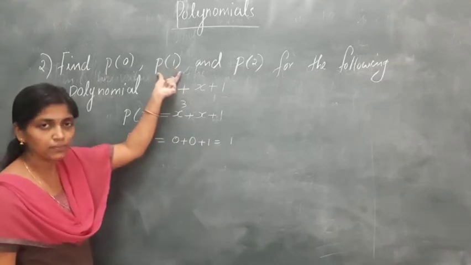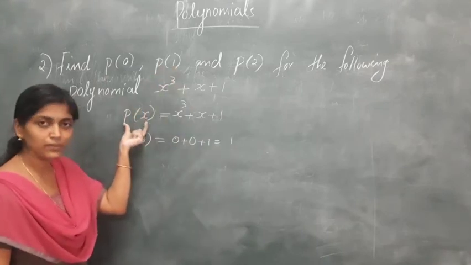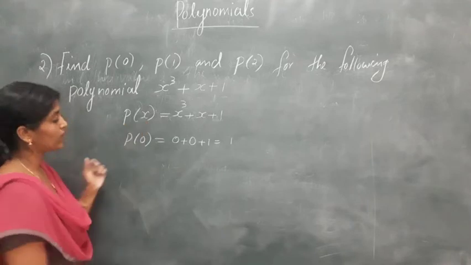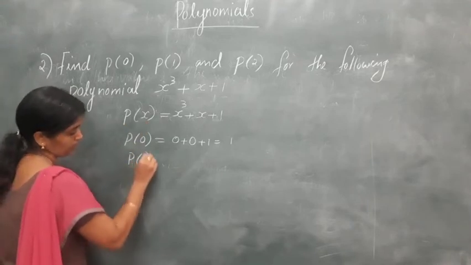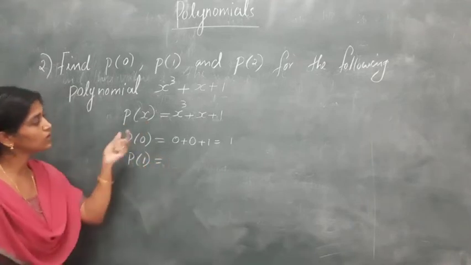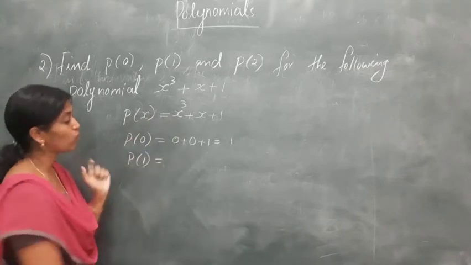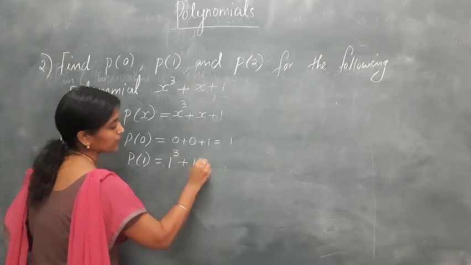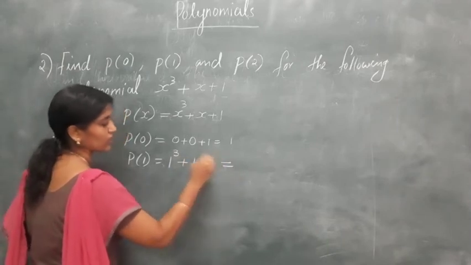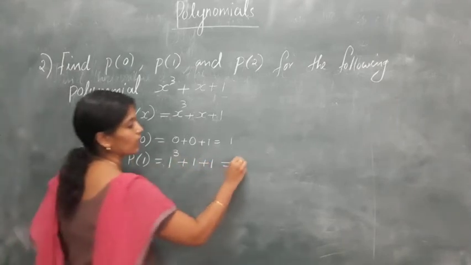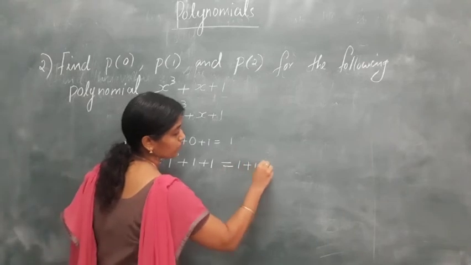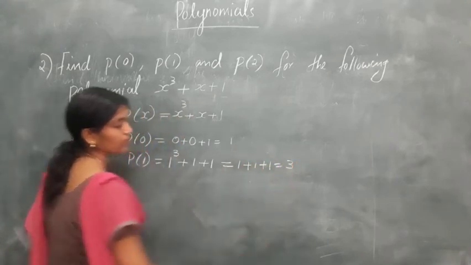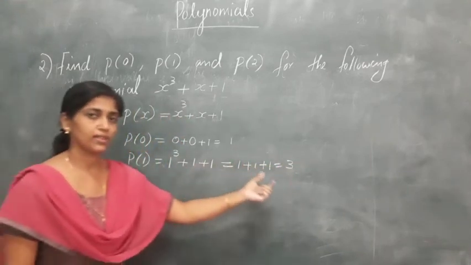Now P of 1 means it is the value of the polynomial at x is equal to 1. So P of 1 is equal to, we are giving the value of x as 1. It becomes 1 cube plus 1 plus 1. You know 1 cube is 1 again. So 1 plus 1 plus 1, that's equal to 3. P of 1 is equal to 3.